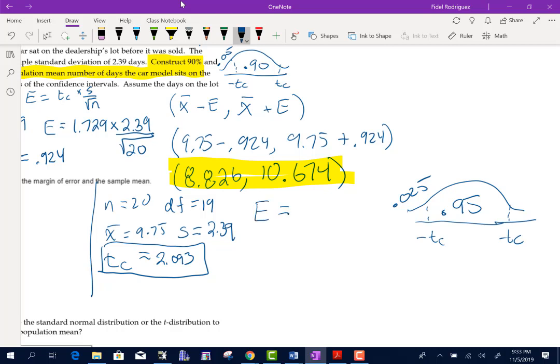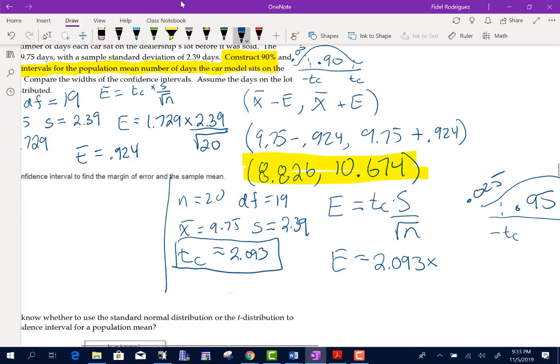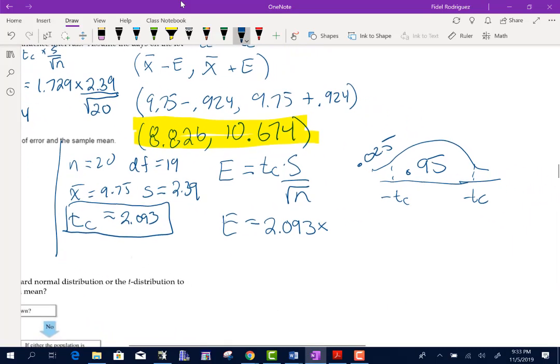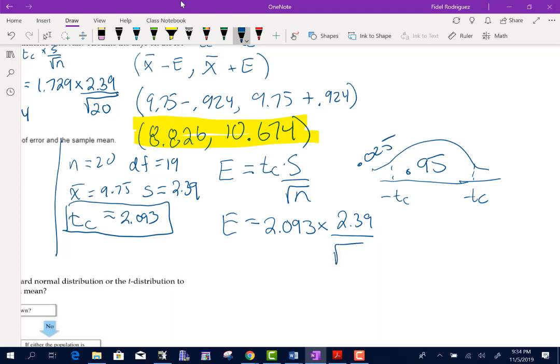Remember what the error formula is. TC times S divided by the square root of N. So let's find our error. The only thing that changed here was our TC, 2.093. What was our S in this problem? Did we already have the S? 2.39 divided by the square root of 20.